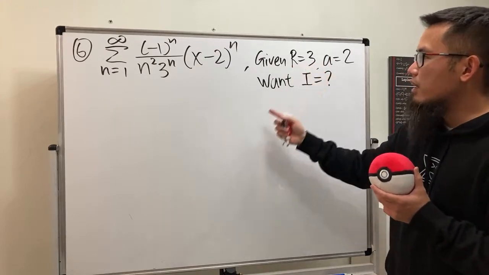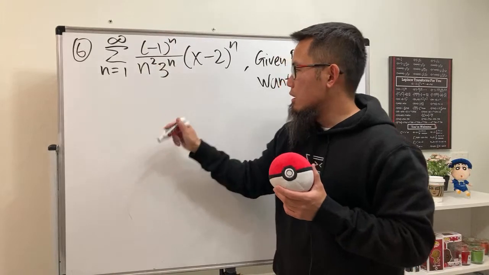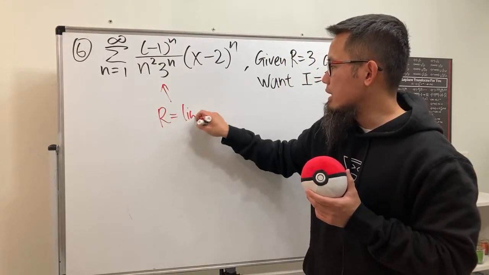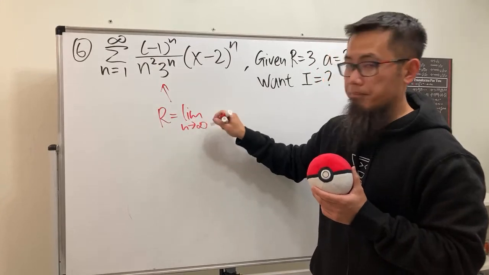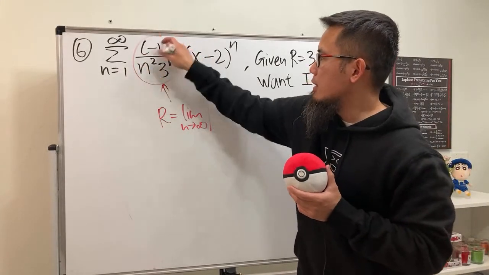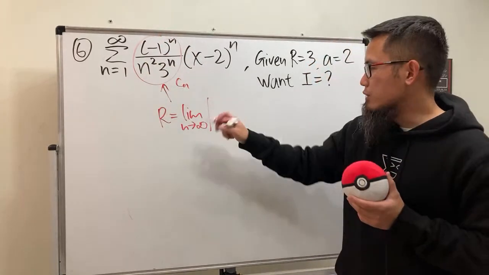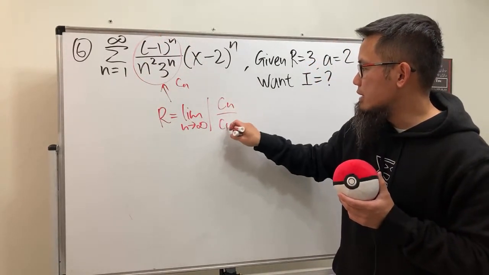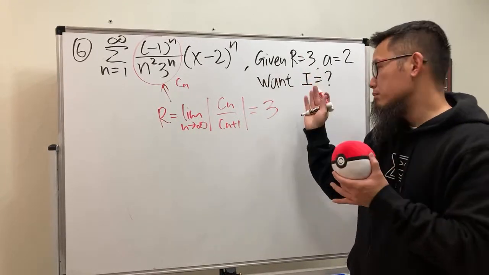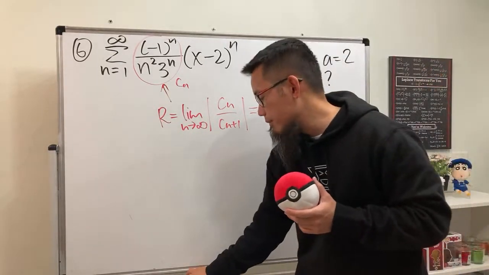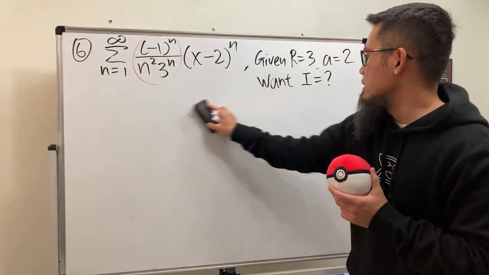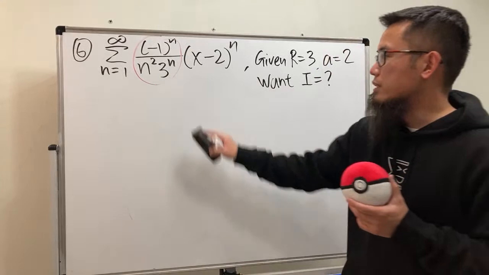If this is not given, you can test this out. R is just equal to the limit as n goes to infinity of the absolute value of Cn over Cn plus 1, looking at this as Cn. And you will end up with 3. But it was given, so that saved you some time. Anyway, based on this, we are trying to find the interval of convergence.